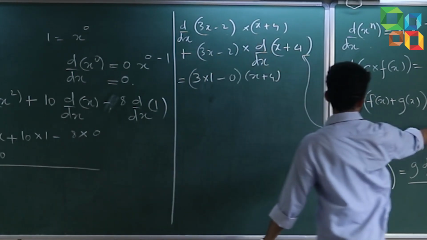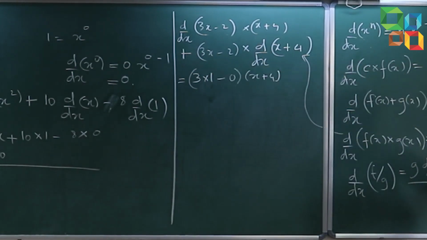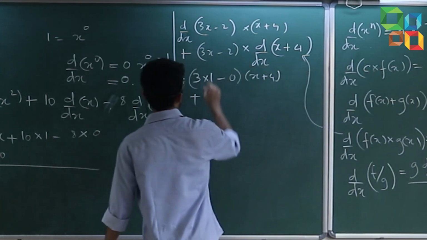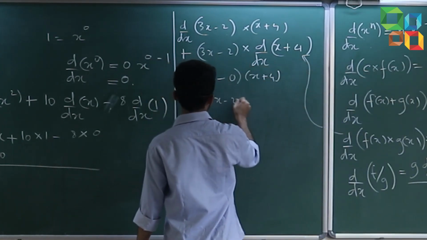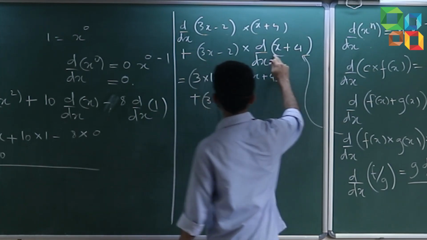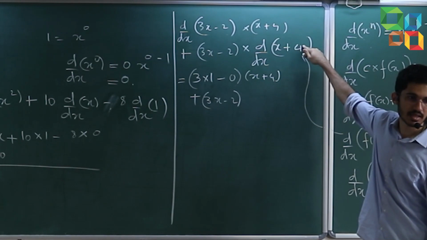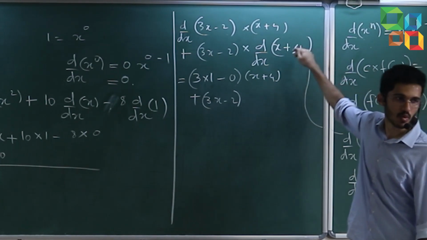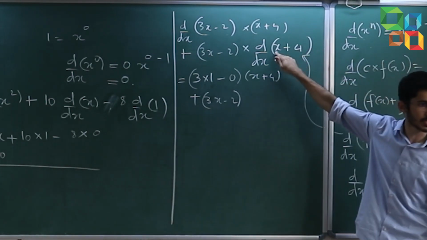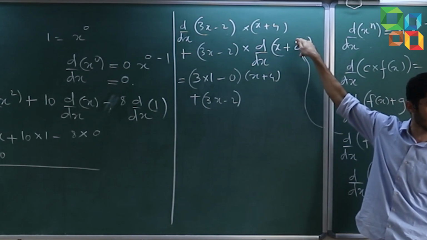Remember, the second function we are leaving untouched. First function we differentiate, second function leave it untouched. Okay. Then next one, keep the first function untouched, differentiate the second function. What will the derivative of this be? 1 plus 0, 1. Understood, right? Derivative of x is 1. Derivative of 4 is 0.